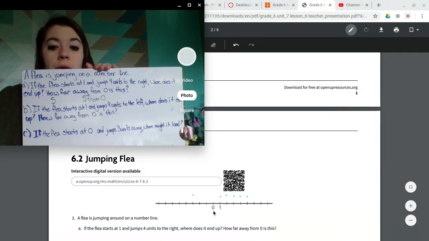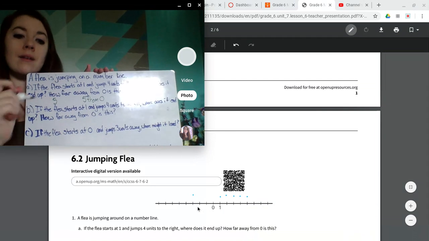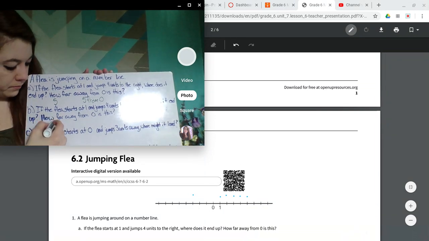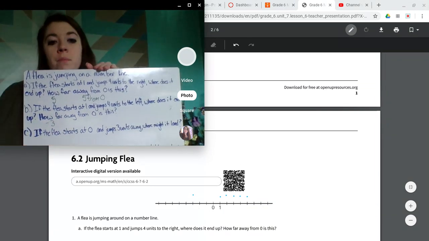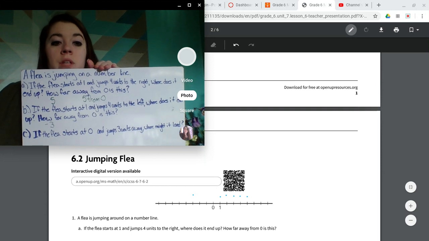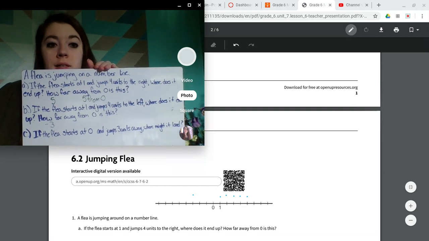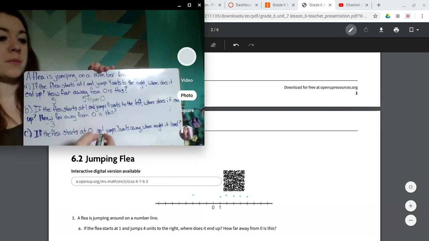Well, it's 3 after the 0, so it's -3. Now, just like before, second part of the question, how far away from 0 is this? Well, it's 3 from 0.